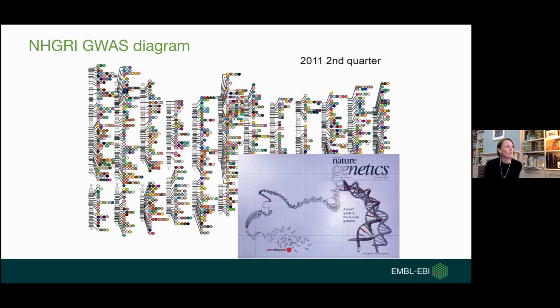So this is an image, it's a cover from Nature Genetics, and it's done by the same artist that was drawing this dot diagram. And his name is Darryl Leja. He's a really talented artist, but he was spending a lot of his time drawing these dots because there was no way to automate this.